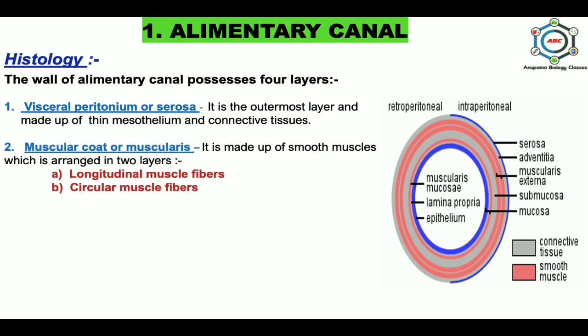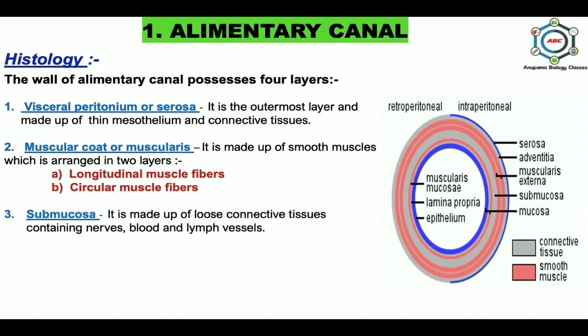Next is the muscular coat or muscularis. It is made up of smooth muscle which is arranged in two layers, that is longitudinal muscle fibers on the outer side and the circular muscle fibers on the inner side. In between these two muscle layers, nerve cells and parasympathetic nerve fibers, that is myoenteric plexus, are present, which controls the muscular contraction. Now you can see the picture. This is muscularis.